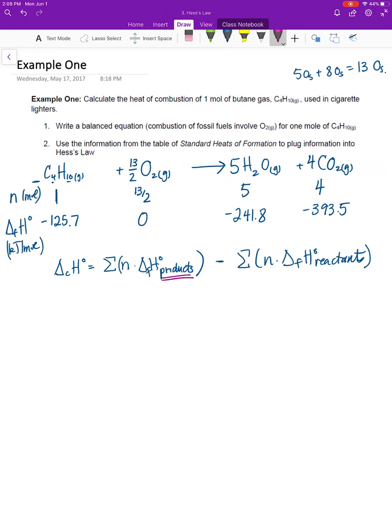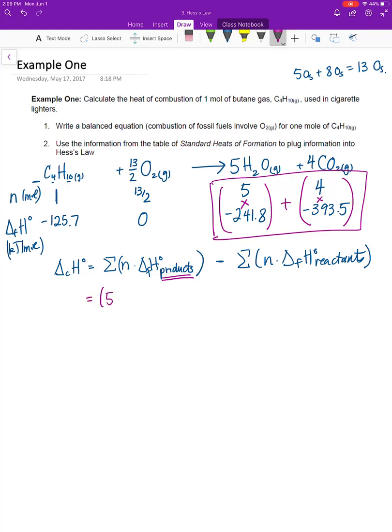So we're going to start with the products first. I'm looking at these values over here. I'm going to multiply the number of moles, so I have 5 moles of water, times the standard heat of formation for water, which is negative 241.8, and I'm going to add to it 4 times negative 393.5. That's the sum of my products. So over here I'm going to get 5 times negative 241.8 plus 4 times negative 393.5. That's my first sum.